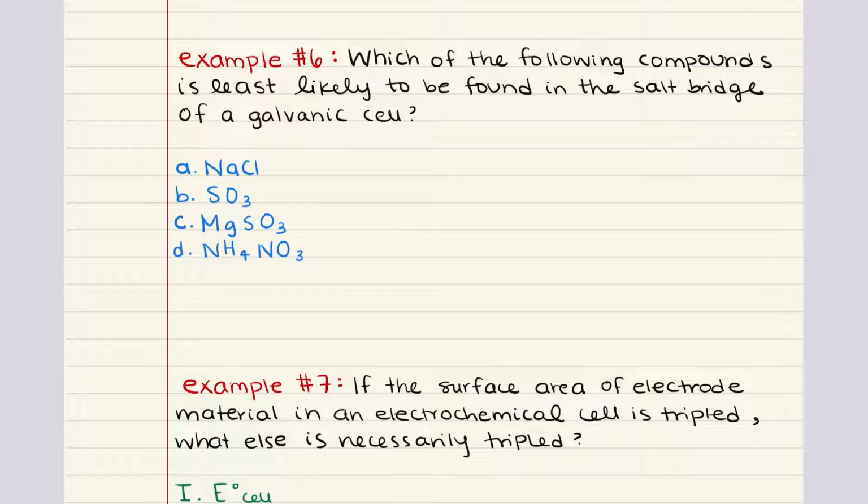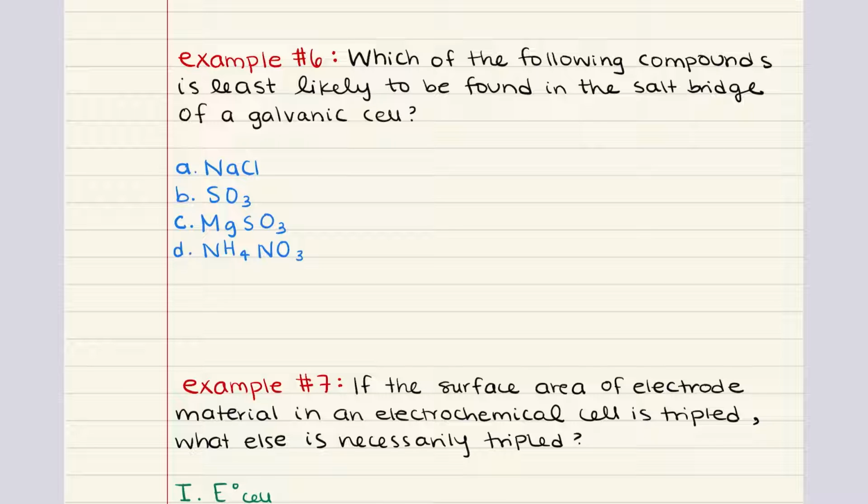Problem 6 asks, which of the following compounds is least likely to be found in the salt bridge of a galvanic cell? Now, a galvanic cell generates electrical energy from a spontaneous redox reaction. It consists of 2 half cells, each containing an electrode and an electrolyte solution. The salt bridge is a crucial component that maintains electrical neutrality by allowing the flow of ions between the half cells.